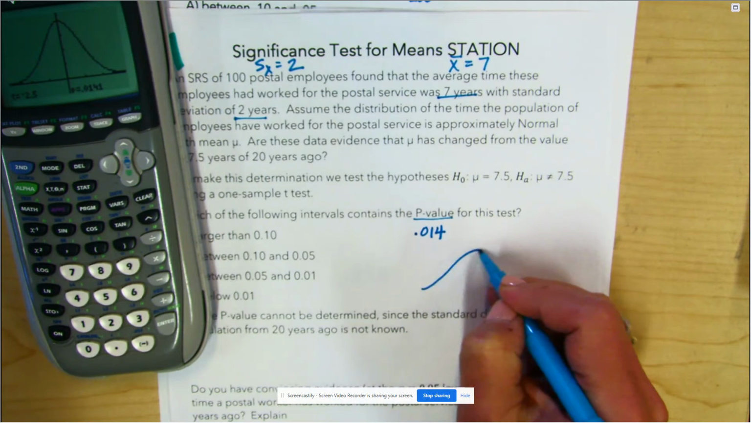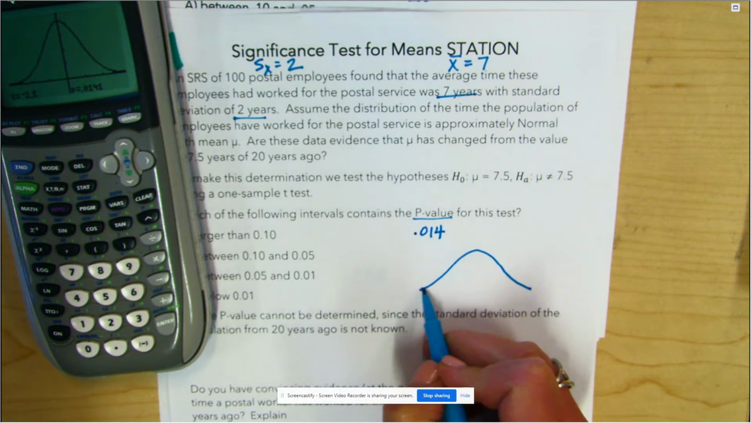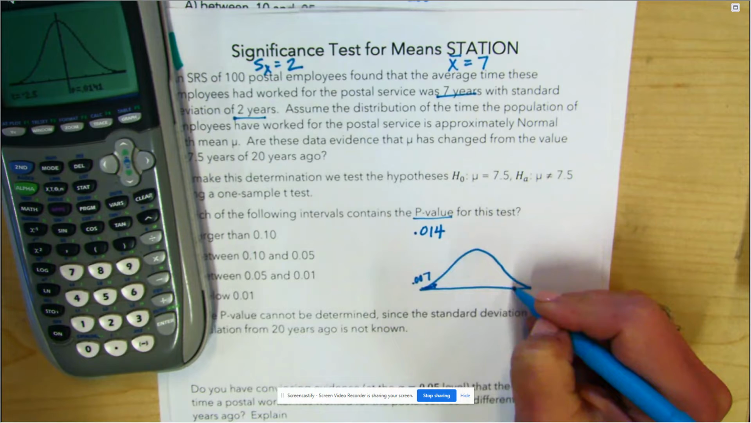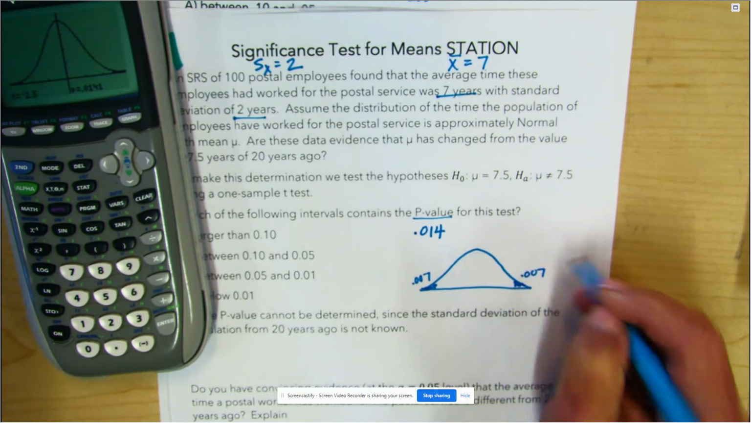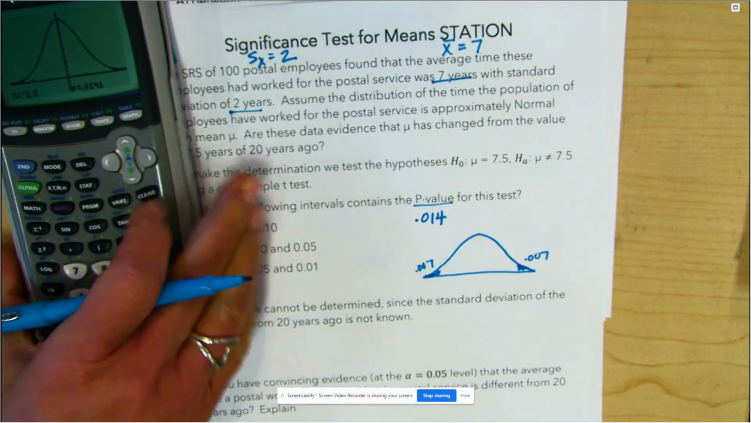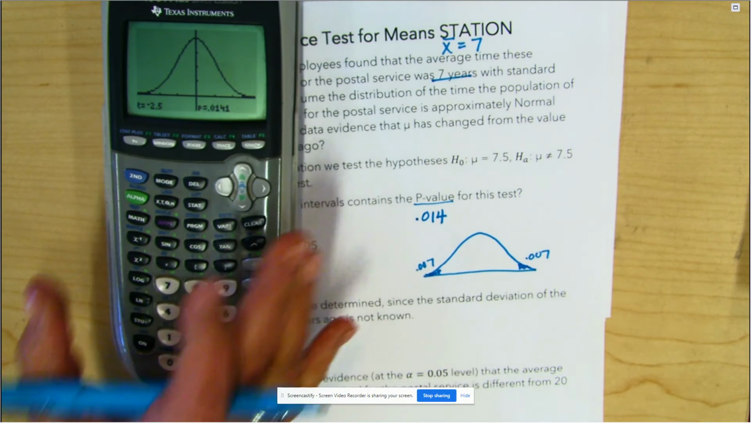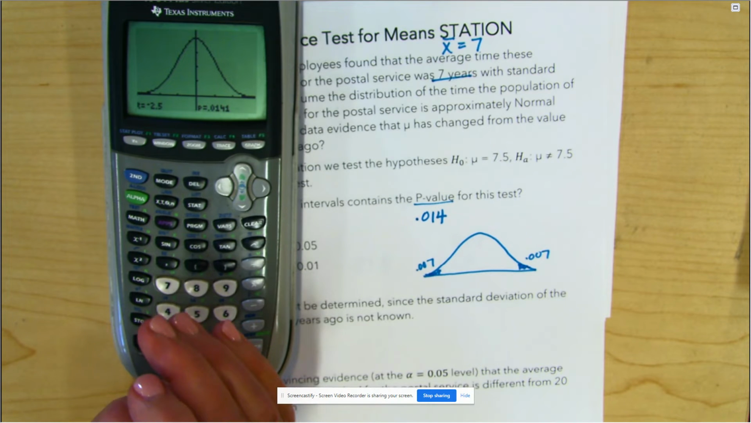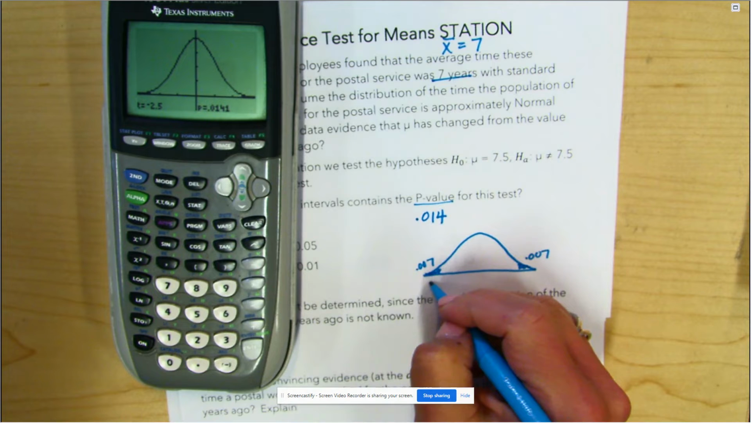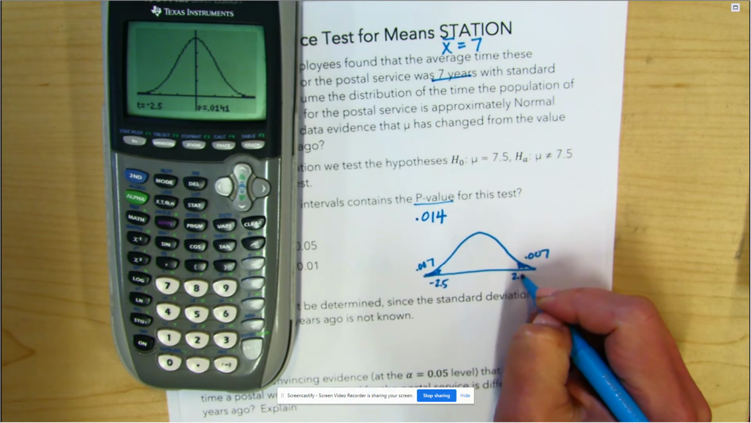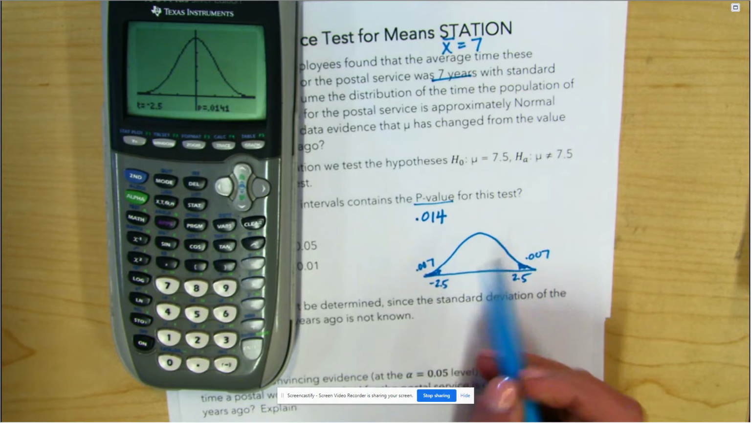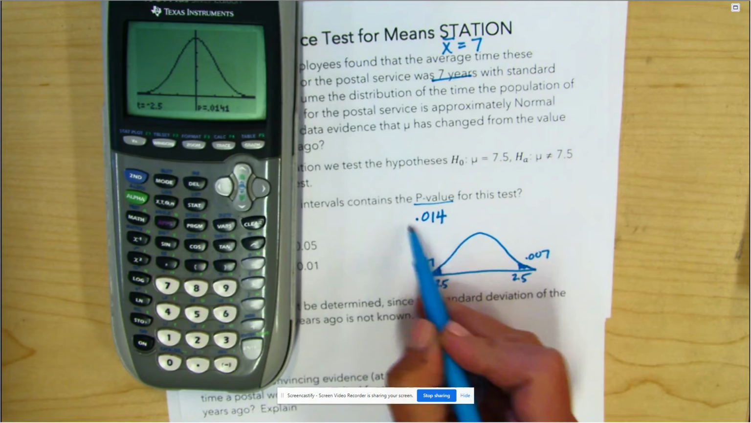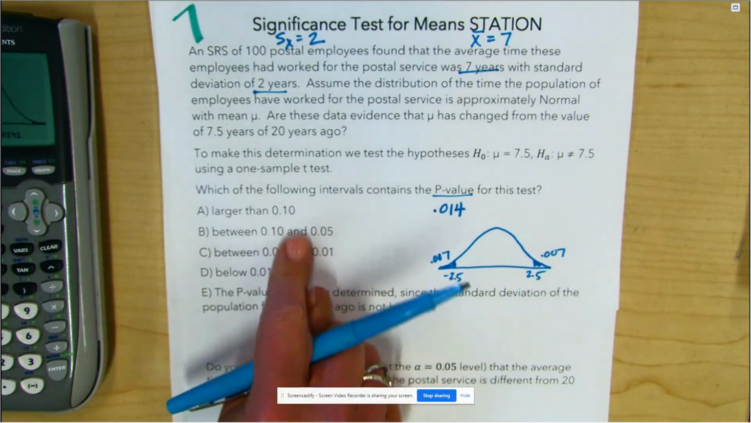If you would have done the individual tails, you would have gotten like 0.007 over here and 0.007 over here. But the calculator added those up for you. Whenever you would have done that fraction of x bar minus mu over s of x over square root of n, you would have gotten negative 2.5. And then since it's different, you're looking on both sides, so you would have doubled it. There's your p-value.